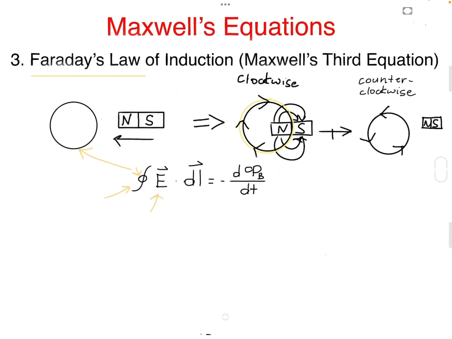This E represents the electric field. The arrow, of course, means it's a vector field, which has a direction, which I mentioned here, the direction of the electric field.